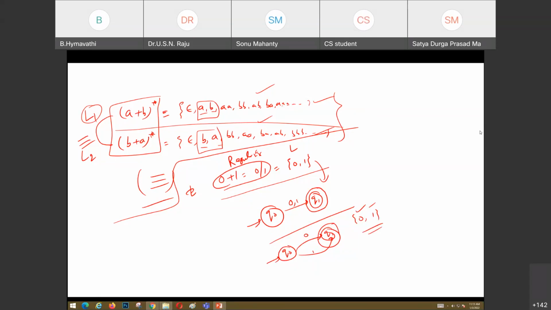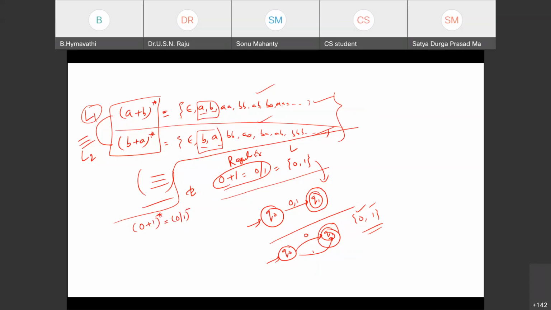What about 0 plus 1 whole star, sir? Yeah, see 0 plus 1, very good. 0 plus 1 whole star is exactly equal to 0 or 1 whole star, which is exactly equal to 0, 1 whole star. So this is sigma, then sigma star. What is sigma star? Sigma power 0 union sigma 1 union sigma square union sigma cube and so on. So 0 plus 1 whole star means any number of zeros, any number of ones in any order.